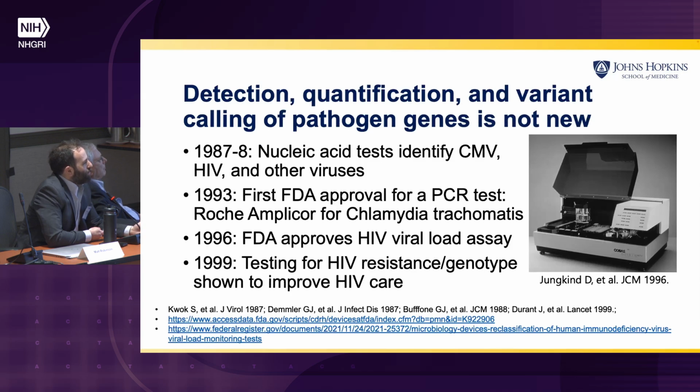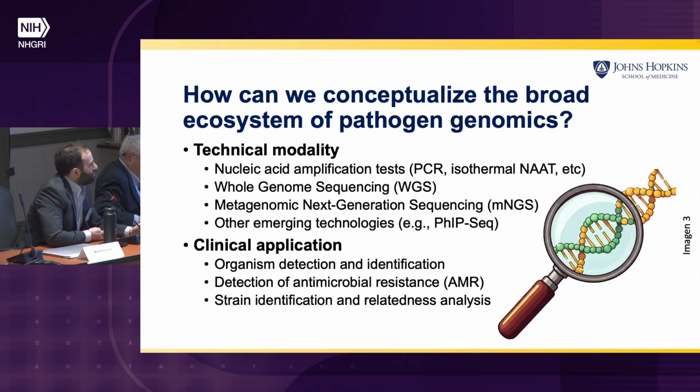So this is obviously not new. We've been using nucleic acid tests to identify viruses since the late 80s. Not myself, I was in kindergarten or something. But the first FDA-approved test to use PCR was in 1993 for chlamydia. By 96, we had an FDA-approved HIV viral load assay. And by 1999, we had evidence that testing for HIV resistance or genotype could improve HIV care.